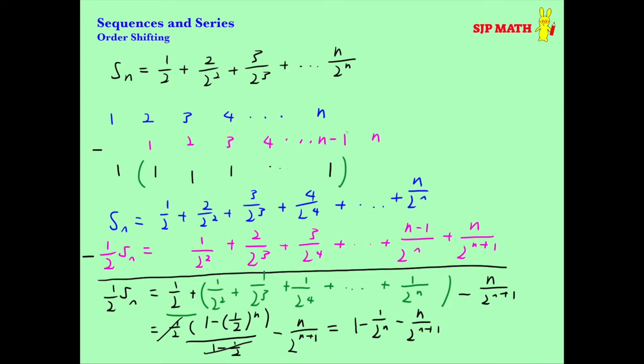So therefore, if we multiply by 2 on both sides, Sn is equal to 2 minus 1 over 2 to the n minus 1, minus n over 2 to the n. And then if we simplify this a little bit, we get 1 over 2 to the n minus 1 minus n over 2 to the n, and that is our answer.